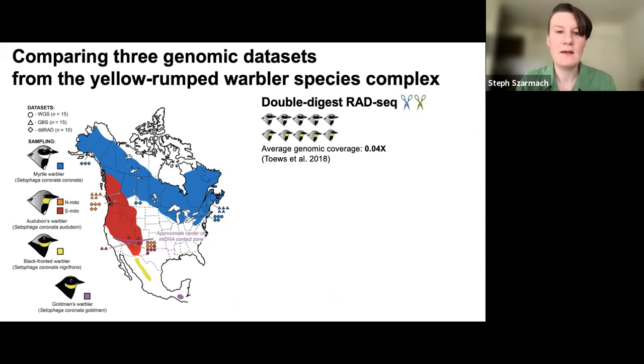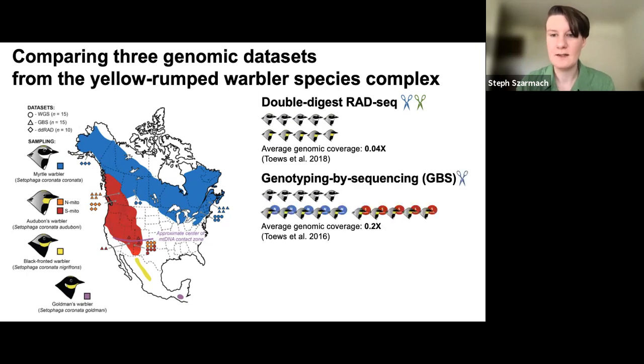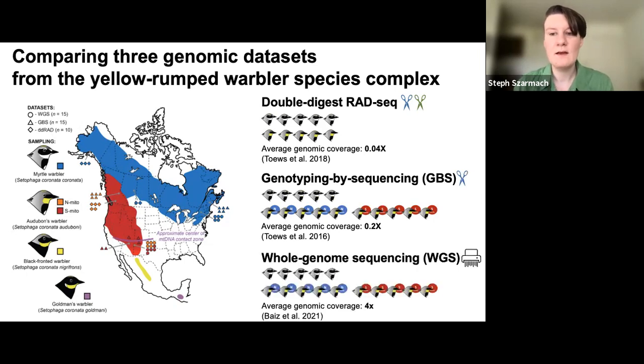So first, we have the double digest RAD-seq data, which has the lowest marker density, covering the smallest proportion of the genome. This data comes from 5 myrtle warblers and 5 Audubon's warblers. Then we have our genotyping by sequencing data, which has a medium marker density. Again, this data set samples 5 myrtle warblers but we have Audubon's warblers representing 2 different mitochondrial clades, which I'll come back to later in the talk. Finally, we have whole genome sequence data for 5 myrtle warblers and 5 Audubon's warblers from each mitochondrial clade at a depth of 4x across the genome.